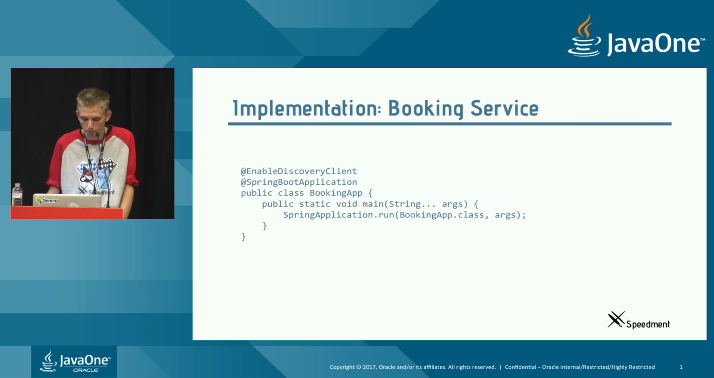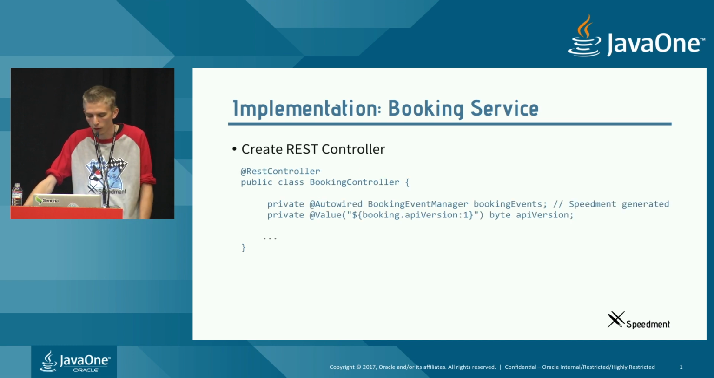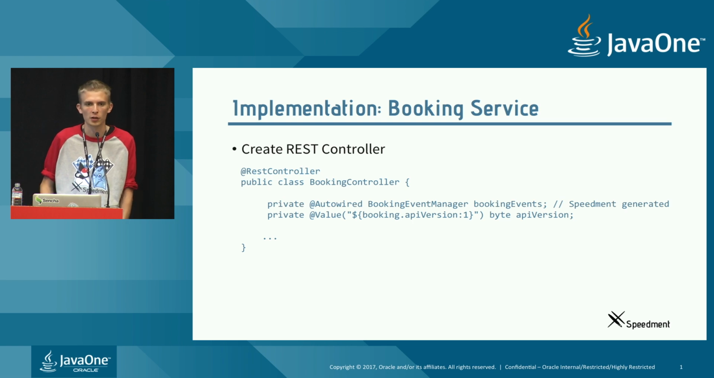So the booking service, nothing new here. Two things to note. We enable service discovery, and we make it a Spring Boot application. That's just to set up the application. Then when we want to implement a controller for actually inserting things in the database, we just auto-wire in the manager that Speedment has generated. And then we use a Spring configuration value called API version that defaults to 1, just so that we can easily change it in the future if we want to programmatically add a new API version.